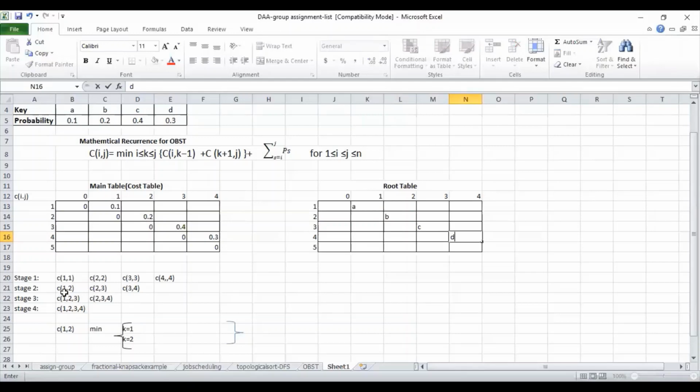Remember, when I make a choice for nodes, I can do it only in an ordered fashion, and hence 1, 2, 2, 3 and 3, 4. Okay, so let's consider how we solve C12.